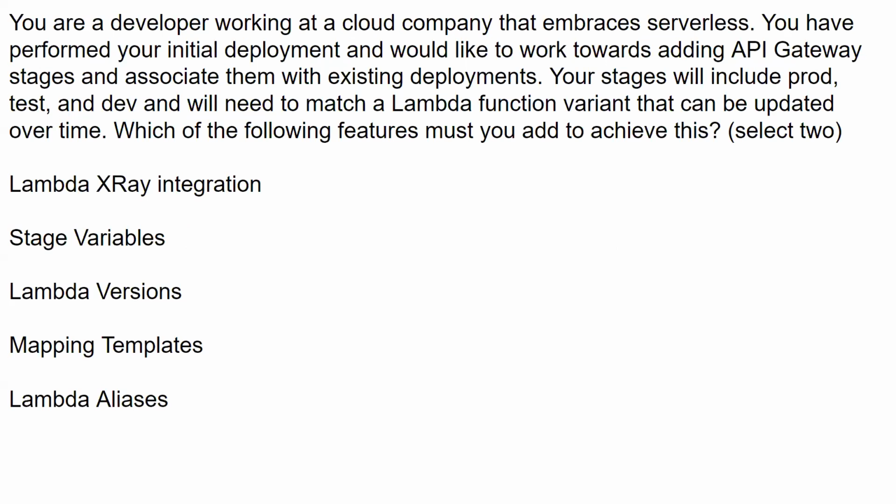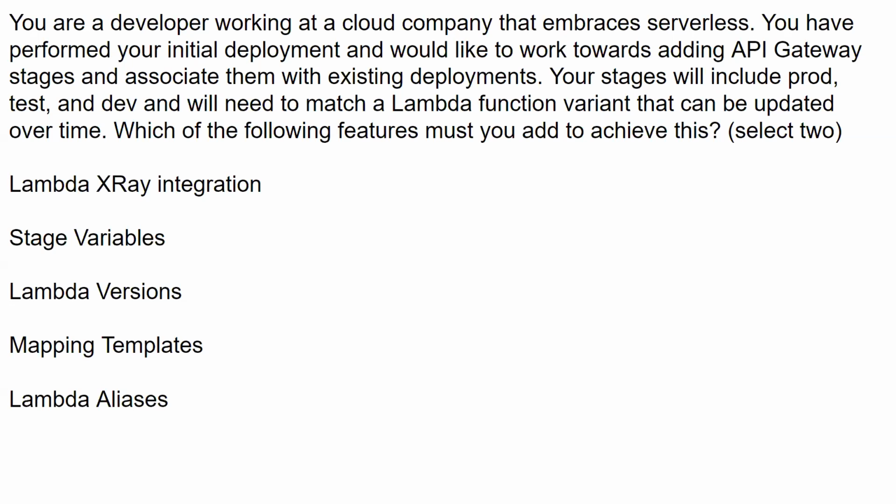You are a developer working at a cloud company that embraces serverless. You have performed your initial deployment and would like to work towards adding API Gateway stages and associating them with existing deployments. Your stages will include prod, test, and dev, and you will need to match a Lambda function variant that can be updated over time. Which of the following features must you add to achieve this?